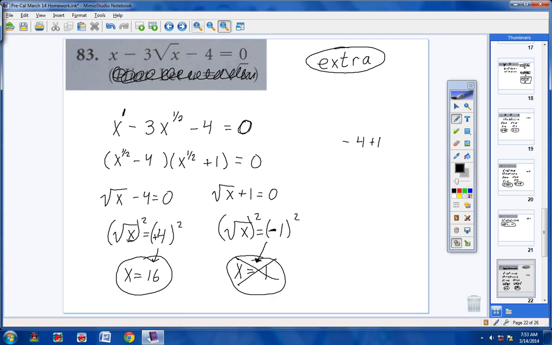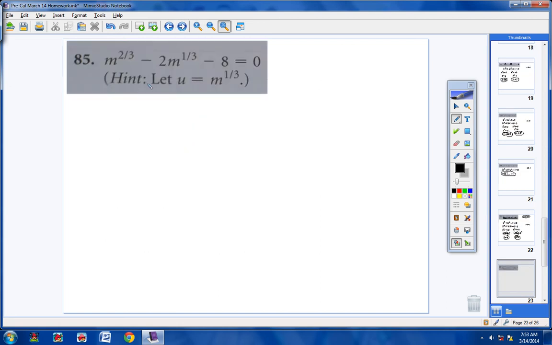Okay, all right, moving on to number 85. Again, forget the hint. Let's do this the way you've been taught. Do I have a trinomial here? Yes. Do I have one side equal to 0? Yes. Is this exponent here twice as big? Well, let's see. Let's take 1/3 and multiply it by 2. And what do we get? 2/3. So yes, 2/3 is twice as big as 1/3. So everything checks just fine.